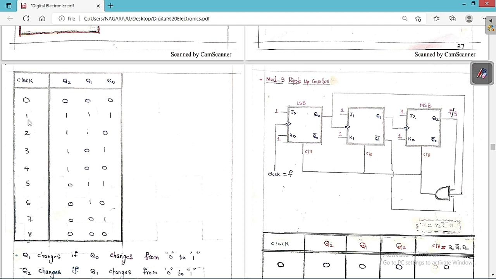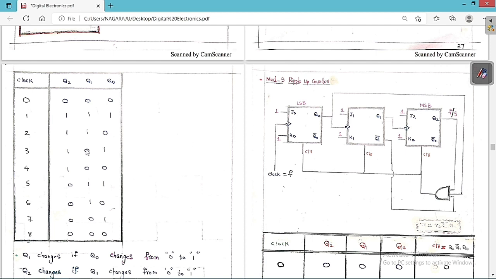Whenever the first clock is given, the positive edge is triggering. So Q0 is changing from 0 to 1. Whenever Q0 is changing from 0 to 1, Q1 is changing, 0 to 1. If Q1 is changing from 0 to 1, then Q2 is also changing, 0 to 1. Similarly again it will change from 1 to 0. So always Q0 is going to change in a continuous manner. Now we are changing from 1 to 0, so there is no change here. 1 to 1 means again no change here.